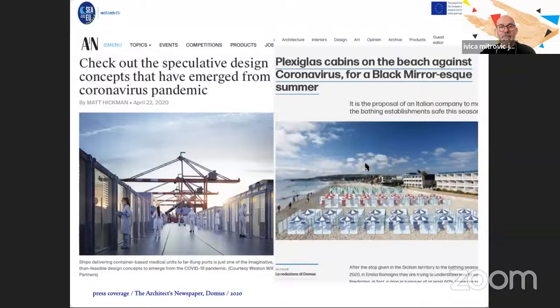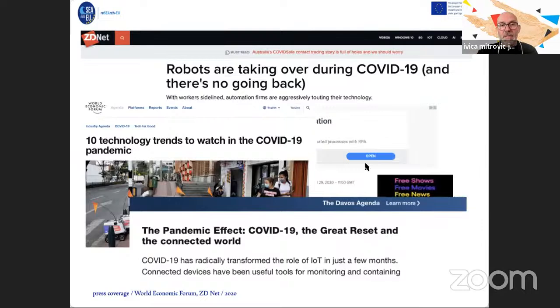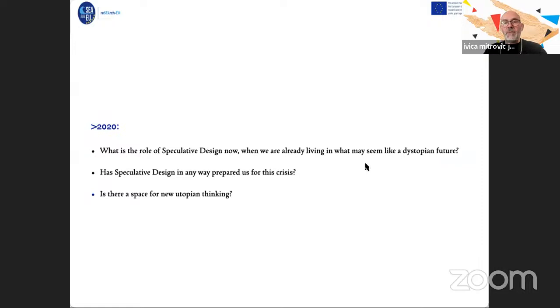And we see that some of these old narratives are back. The technology will be crucial in our survival in the future, which is a kind of danger which is coming back again. And all of this opens a new series of questions for the speculative design practice, or for the design practice in general.